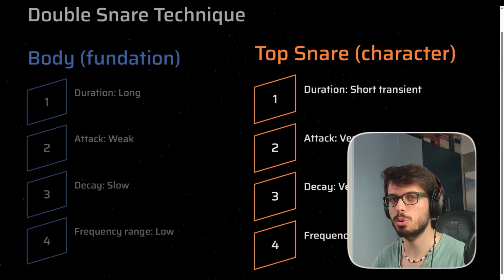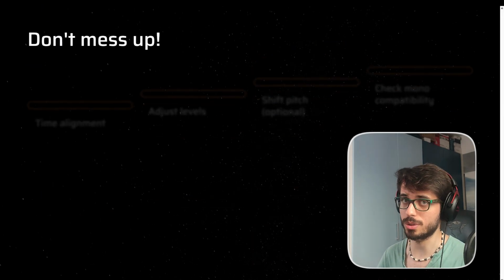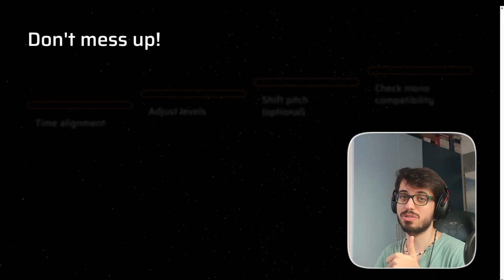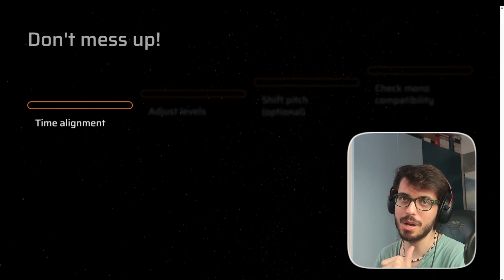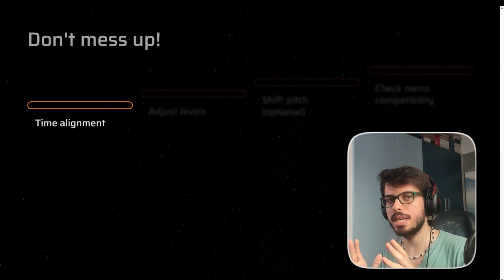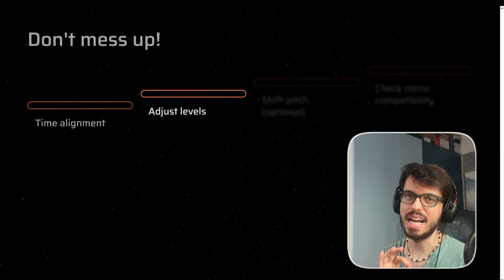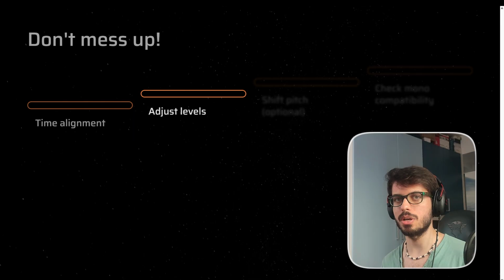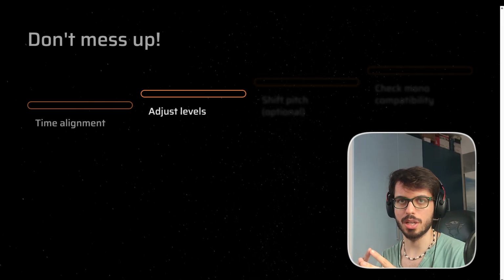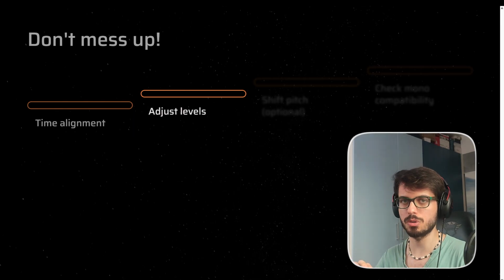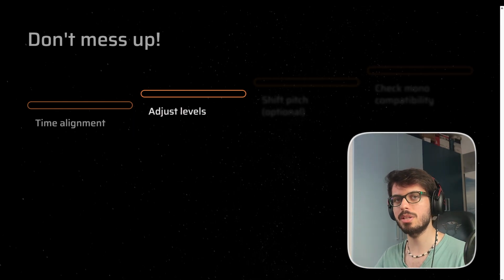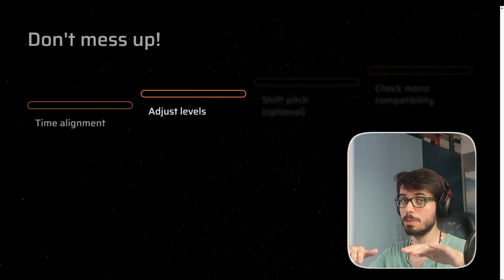Okay, now you know how to make double snares, but watch out. There could be some problems. Don't mess this up, okay? First thing, check out the time alignment of the two snares. You want them to play nearly at the same time. Second thing, adjust the levels. You have to have the two snares combine perfectly into each other, okay? The intensity of the two sounds that you have selected should be on the same page, okay? You want them to be at the same level of dBs, nearly.